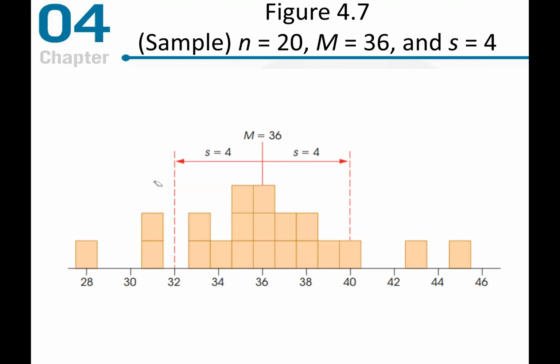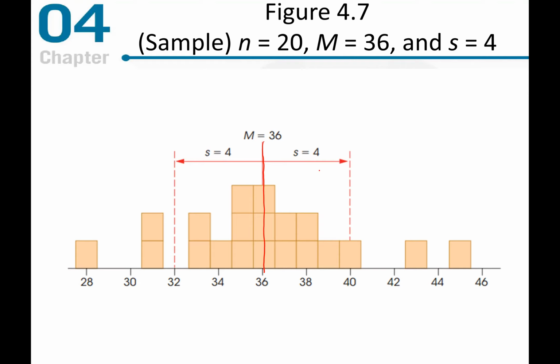So we can know a lot about our distribution by just having the sample size, the sample mean, and the sample standard deviation, or the population size, the population mean, and the population standard deviation. So in this one, the mean is 36. That's where that vertical line is, right? The standard deviation is 4, right? So on average, we expect a score to be 4 points away from the mean.